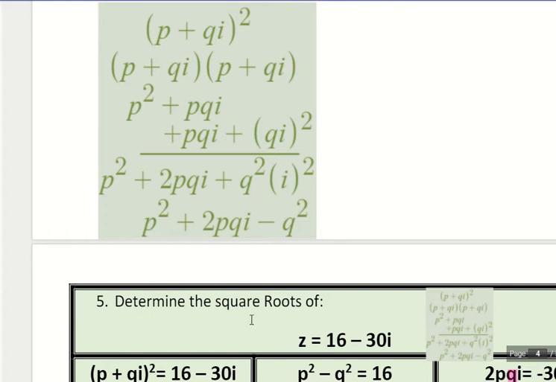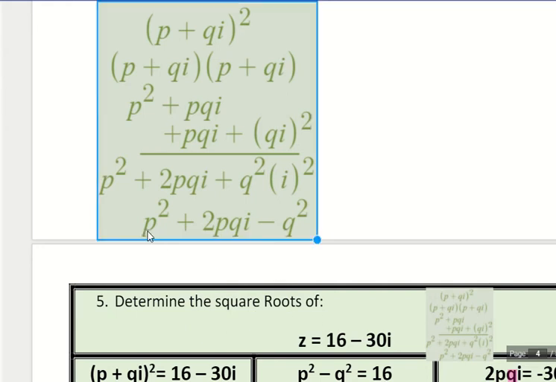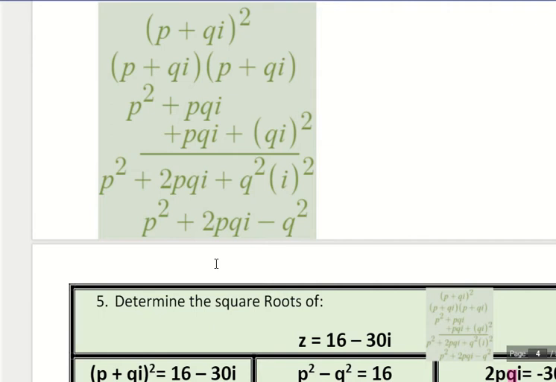We're told determine the square roots of z equals 16 minus 30i. So p squared and negative q squared, those are just the coefficients, are real numbers. So I'm going to take p squared minus q squared and put it with the real number part. So that's where I get p squared minus q squared equals 16.